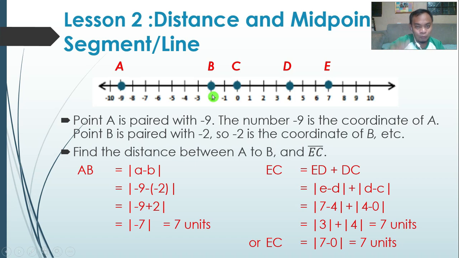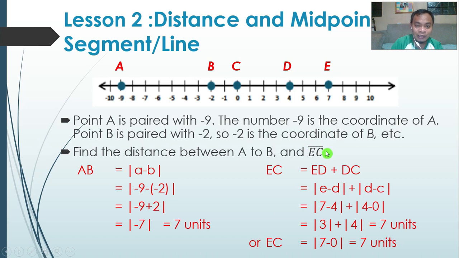Okay? Okay, let's try yung pabaliktad. So from B to A, 1, 2, 3, 4, 5, 6, 7. Still 7 units. Okay, kung ibaliktad rin natin yung sa formula, from B to A, ibig sabihin, B is our first point. So the coordinate of the first point, B, is negative 2, minus the coordinate of the second point, which is negative 9. Di ba? So, negative 2 minus negative 9, so magiging negative 2 plus 9. Simplify. The result is still 7 units.